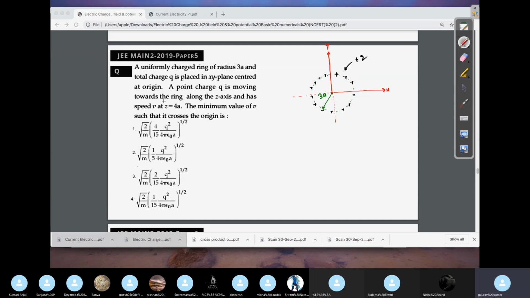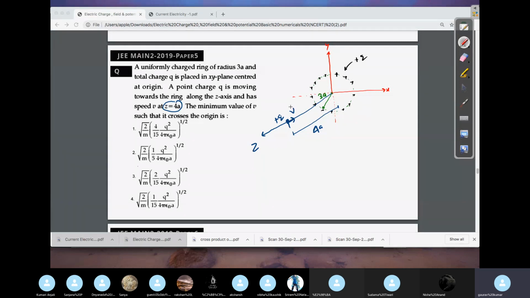A point charge q is moving towards the ring along the z-axis. Okay, so you have a z-axis, and the z-axis is coming out of the plane. It's like this. It's moving along the z-axis towards the ring with speed v at z equals 4a. So let's say from the ring it is at a distance of 4a initially, moving with velocity v. Now you can see that this charge is plus q, the same charge. So this ring will have an electric field here, right? And the electric field will continuously retard this, will try to repel this, right?